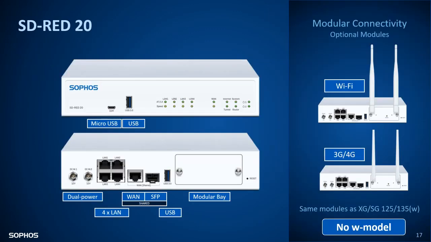With the SDRED 20, a micro USB and a standard USB port are included on the front of the device. On the back of the device, we have included 4 LAN ports, 1 WAN port, and 1 SFP port. There's also an option to add an additional power supply as the device has dual power included. With the modular bay option, Wi-Fi or 3G/4G expansion cards can be added optionally on the device.